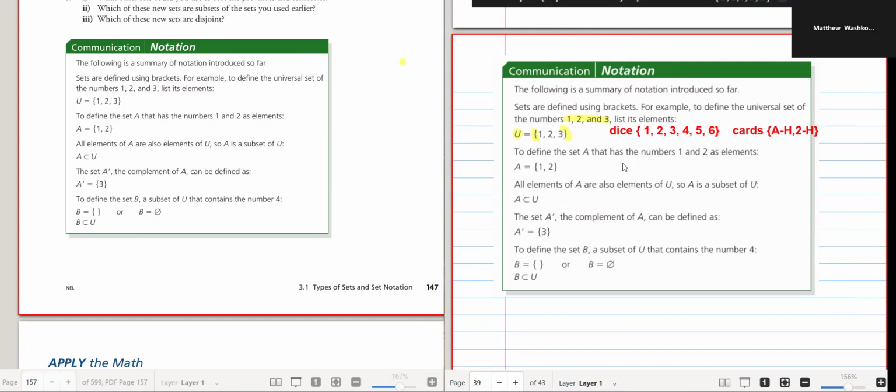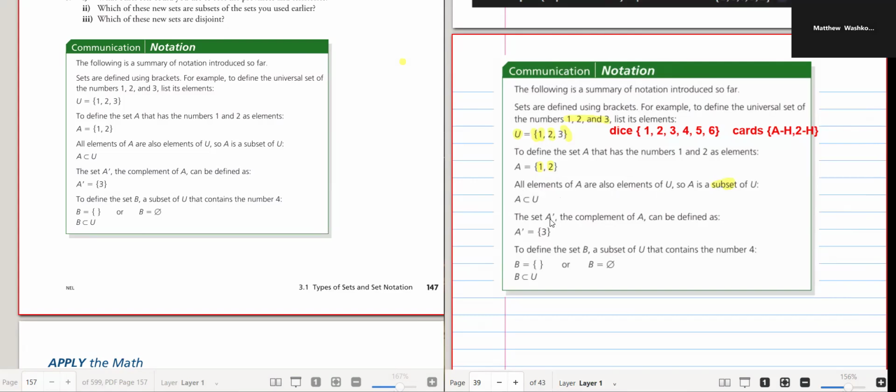Now we're going to say that set A is just the numbers 1 and 2, right? So set A is 1 and 2. So all elements of A, everything in A, which is 1 and 2, is also in U. So this is a subset of U. I hope that makes some sense, right? 1 and 2, which is set A, is also a subset of our total data, our universal set. So A is a subset of U. That's how you read this.